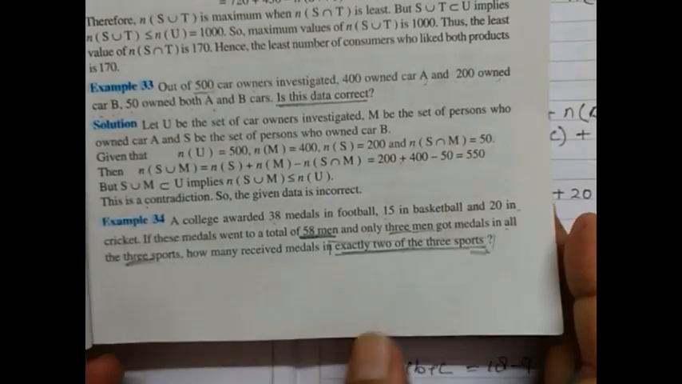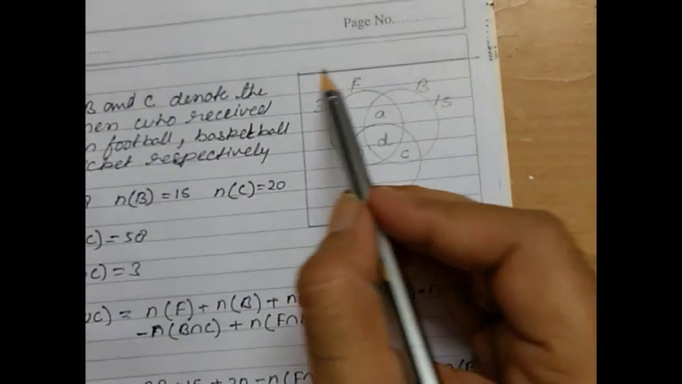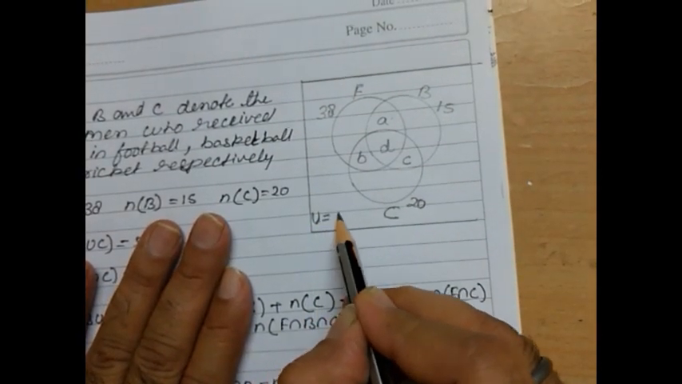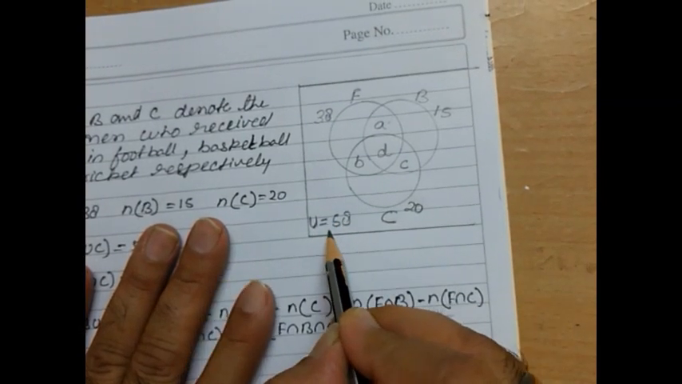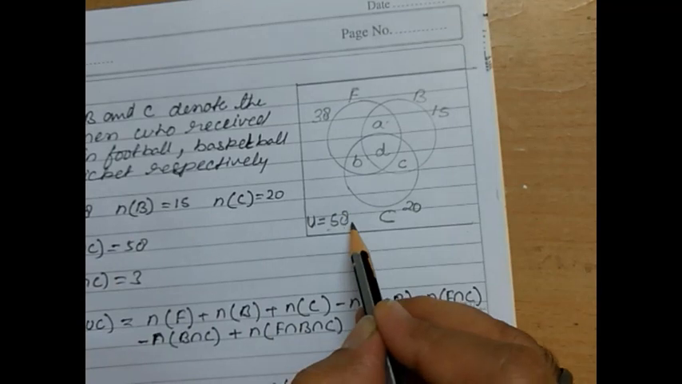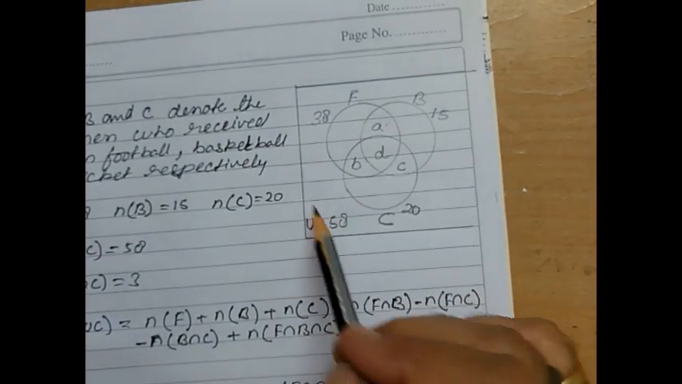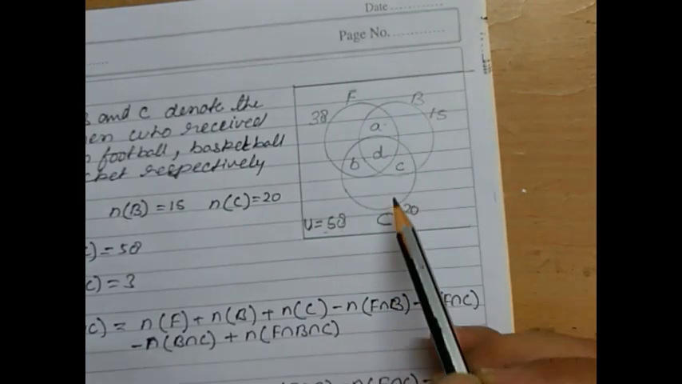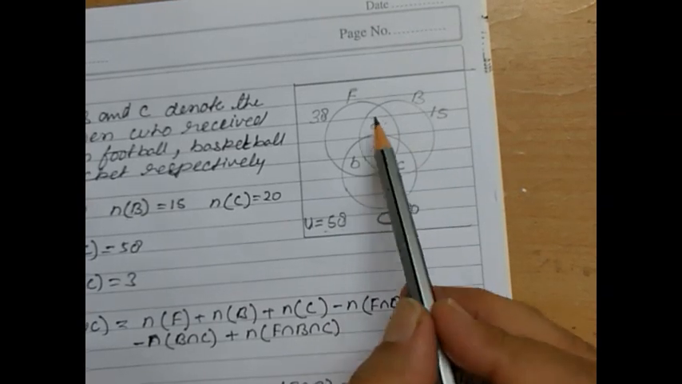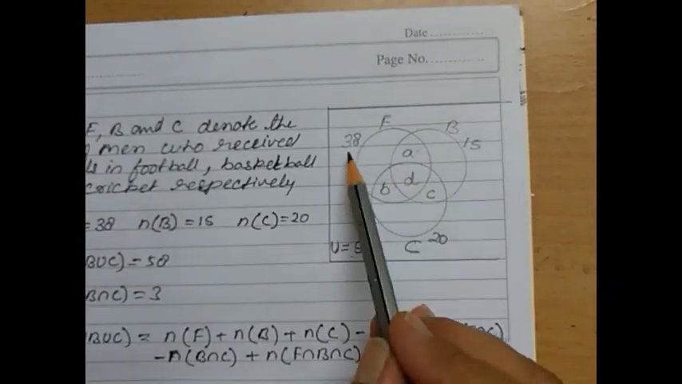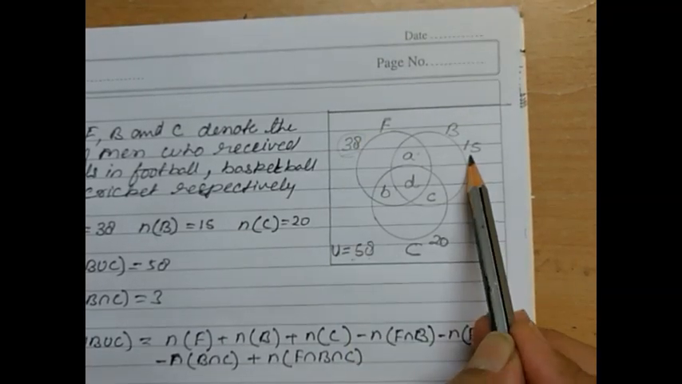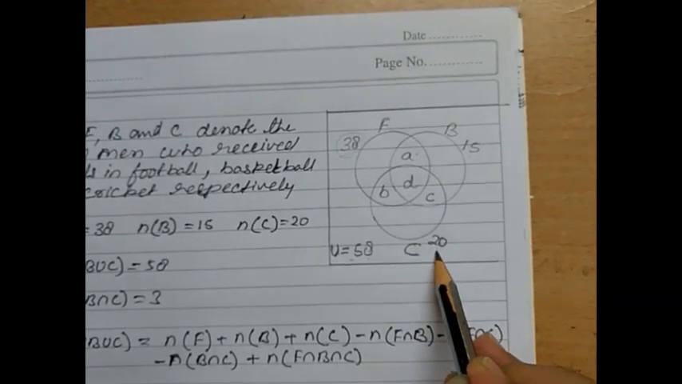So given is what? How will we write it down in the form of an answer? Here I have drawn the Venn diagram, and the universal set will be equal to 58. So 58 is what? The total number of men who were given medals for participating in football, basketball and cricket. And the number of people who got medals in football is 38, I have written it here, 15 in basketball, written here, and cricket 20.